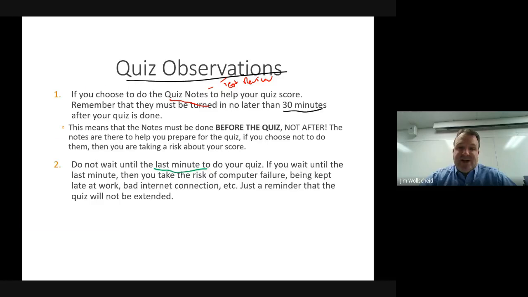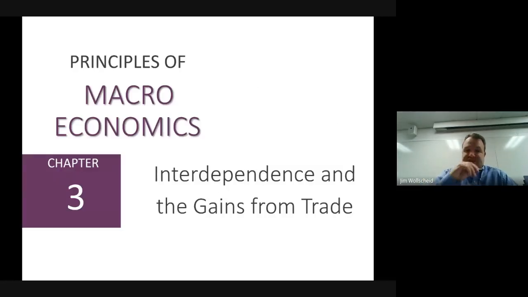So let's move then into Chapter 3. Chapter 3, what we're going to deal with is we're going to talk about trade. And we're going to talk more specifically about free trade.